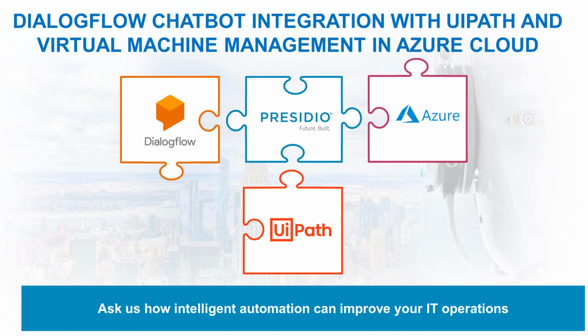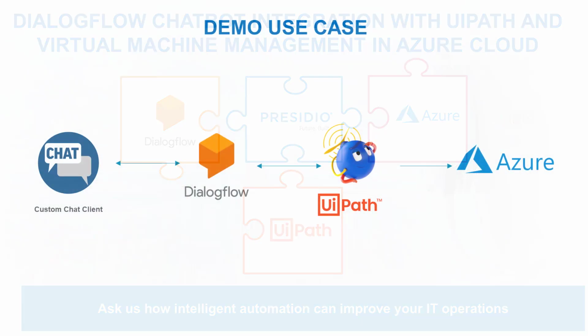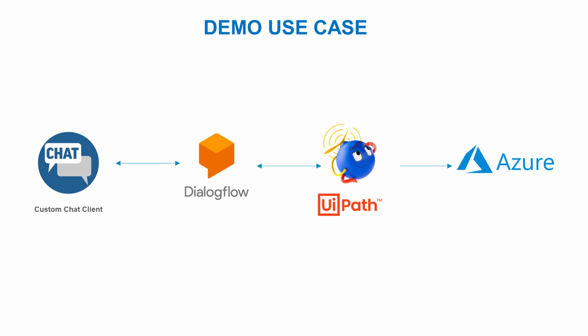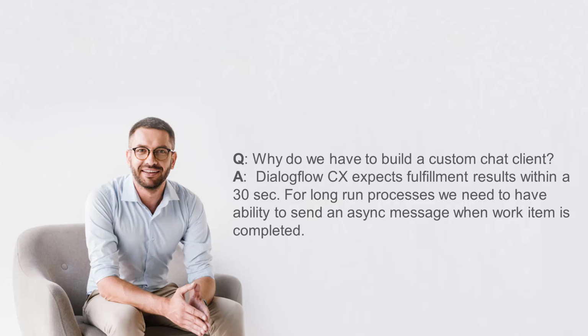So what we are going to see today is integration between Dialogflow, UiPath, and Azure Cloud. We already worked before with Dialogflow and UiPath integration, but this time we are going to introduce a little bit more complex environment. So here we build and develop a custom chat client that communicates with Google Dialogflow, and upon the intent recognition, Dialogflow is going to push the command to UiPath, and the UiPath robot is going to create an Azure virtual machine. So why are we doing this?